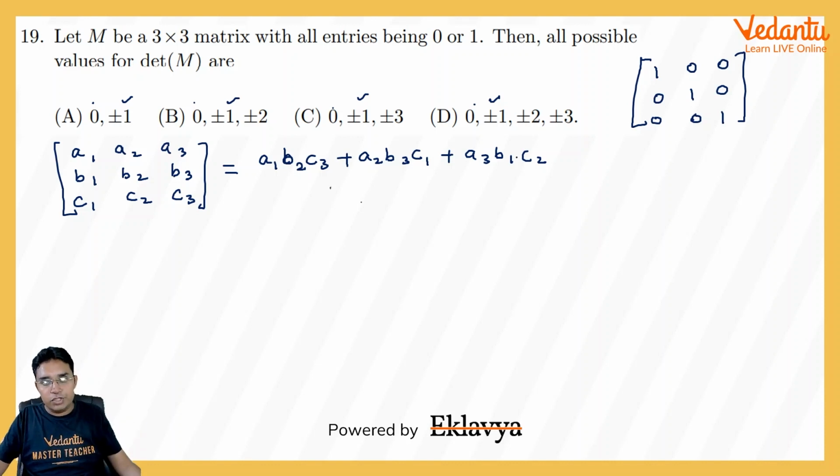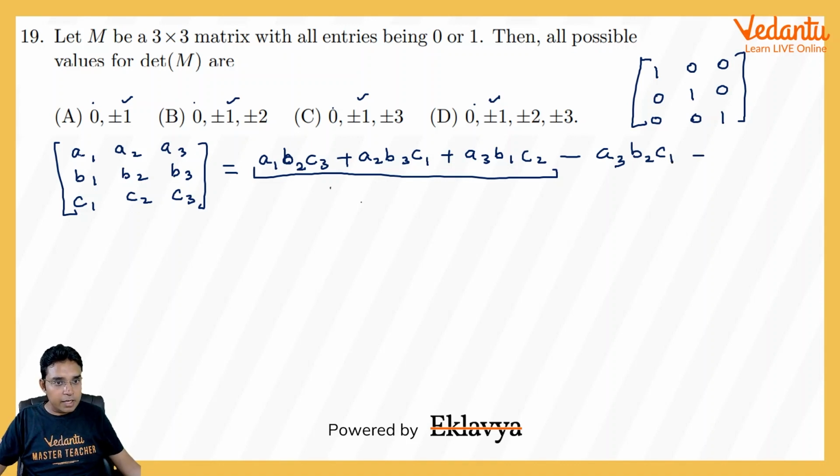Then also you can check these 6 terms will be coming. These are 3 terms with plus sign. Then there will be 3 more terms with minus sign. And these will be along other diagonal, you can say A3, B2, C1 minus, then it will be A1, B3, C2, and then minus what is remaining? I think I have not taken A2, so A2, B1, C3.